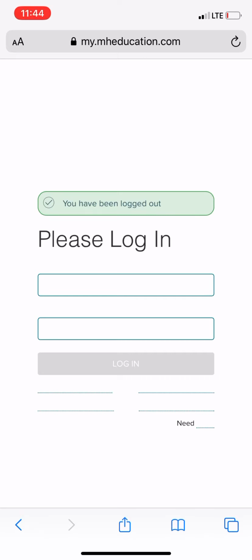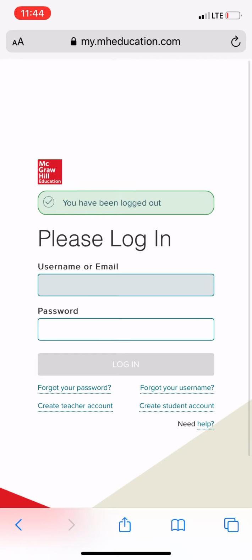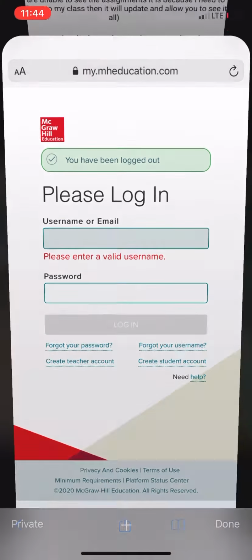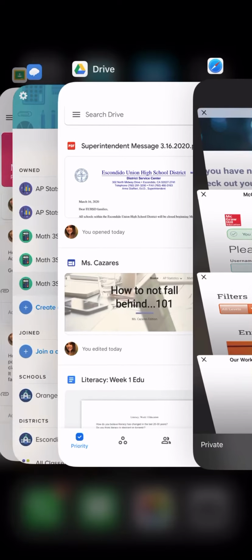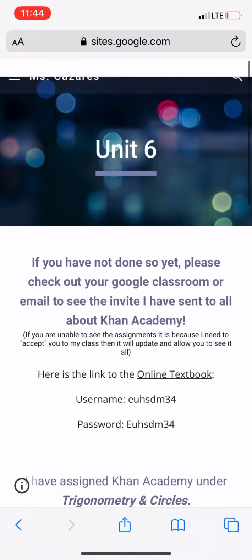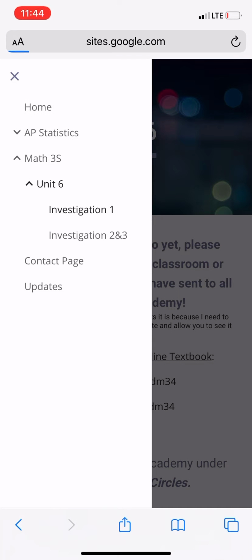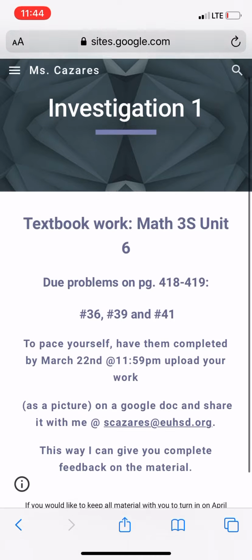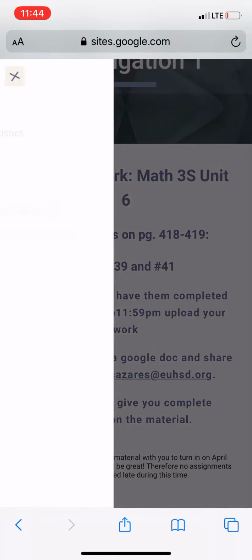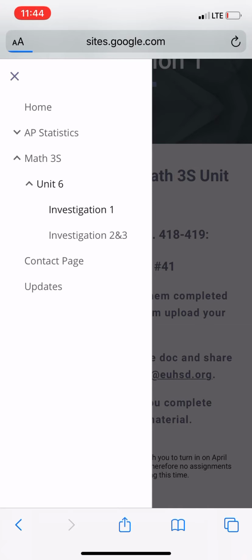I probably can't sign in, but students are able to log in. They know how to log in. They have access to the online textbook, which is great. And I did assign some workbook problems again for them to be able to do the handwritten material, if they're not familiar with Khan Academy themselves yet.